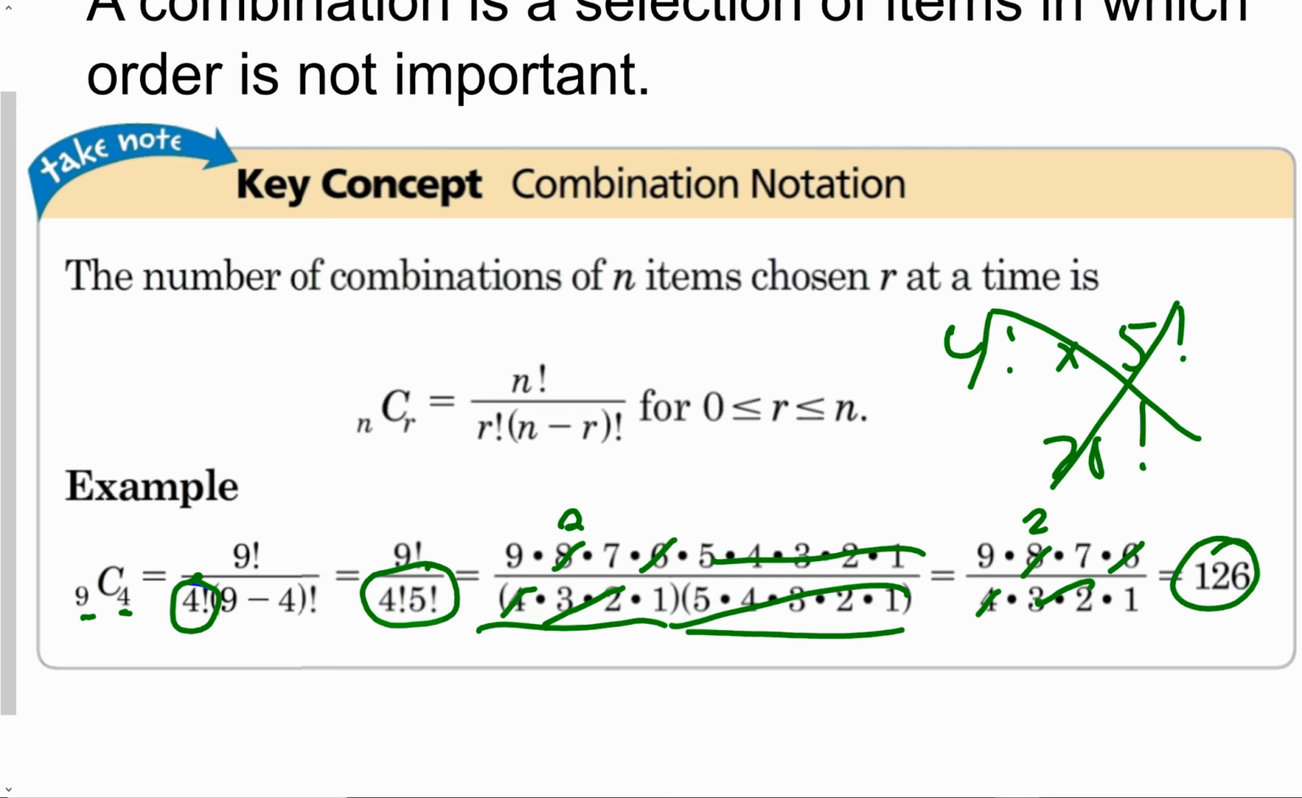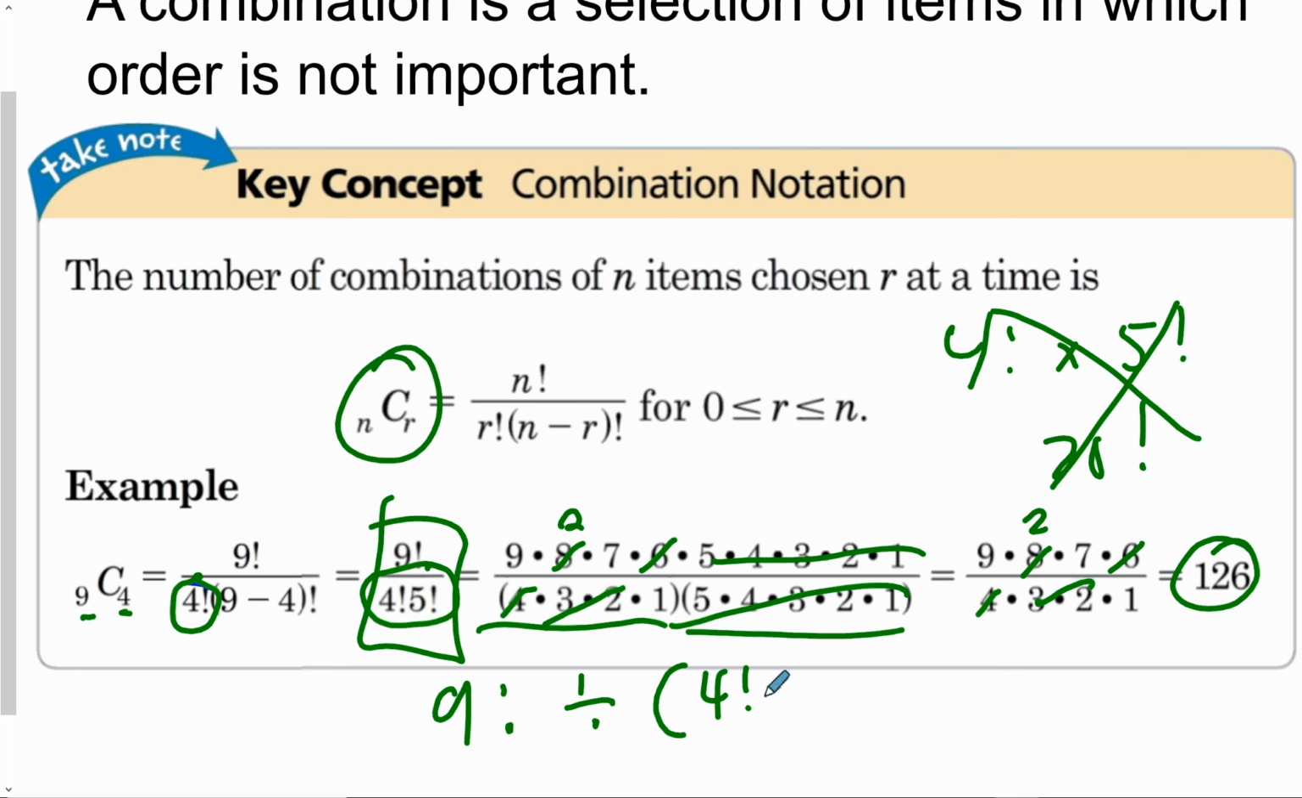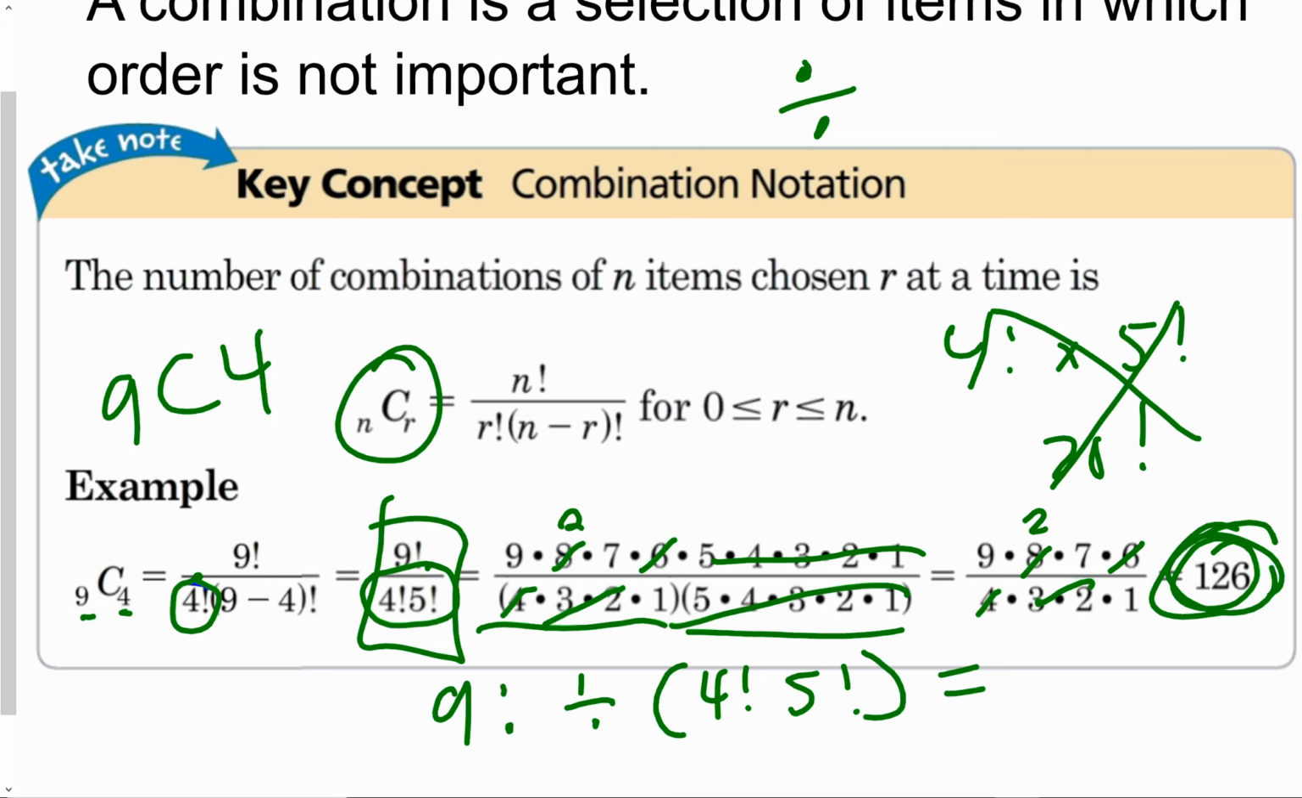Or you can use this button on your calculator. I could type this on a calculator, but when I do 9 factorial divided by, I need to put this 4 factorial in parentheses, okay? Just in case. And then you can hit enter and you get 126. Or I can do this combination thing where I hit 9, then the combination button, which is underneath the divide sign. So I have to hit shift divide, and it'll bring up the C like that, and then I can hit my correct number, which is 4, and that will also give me 126. So you can do it either way.